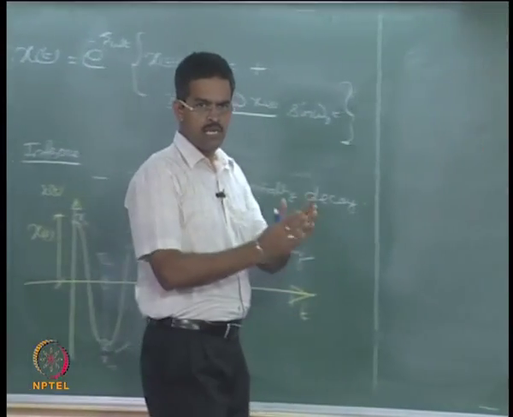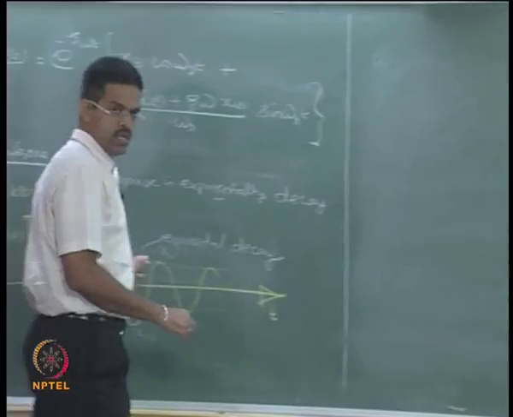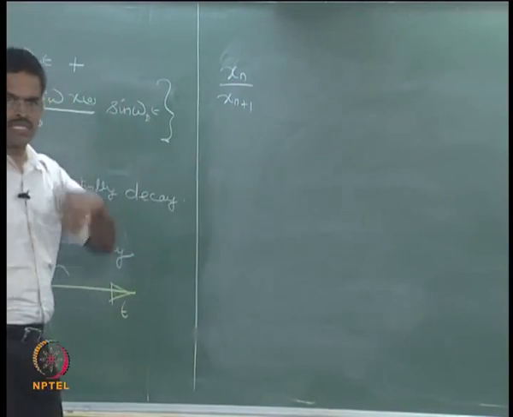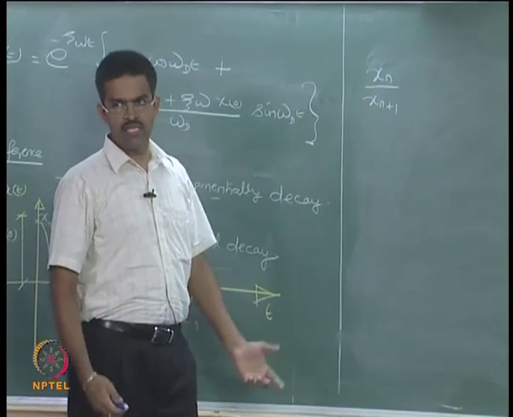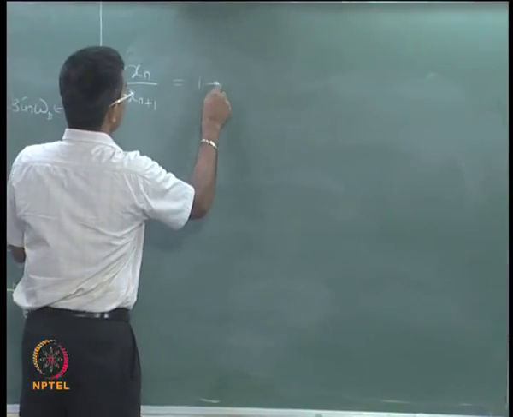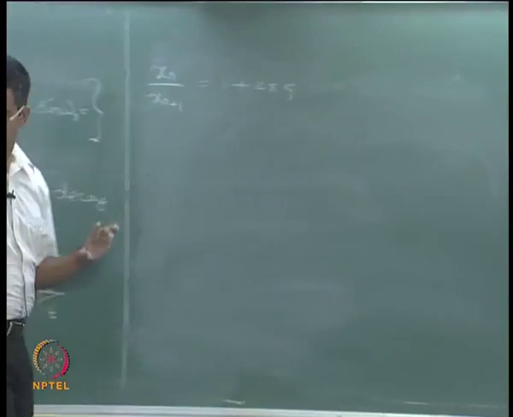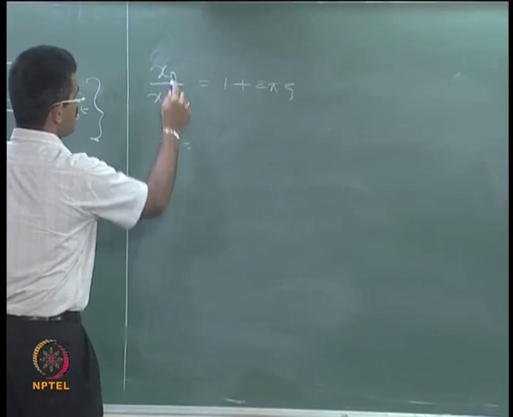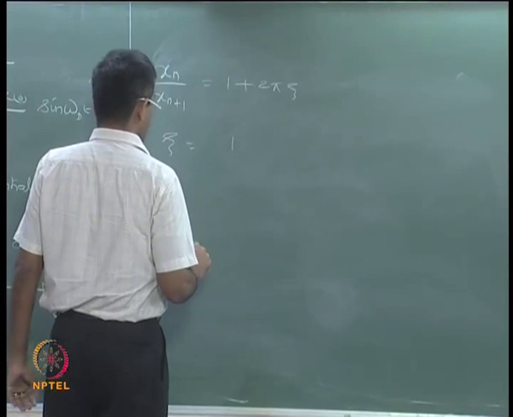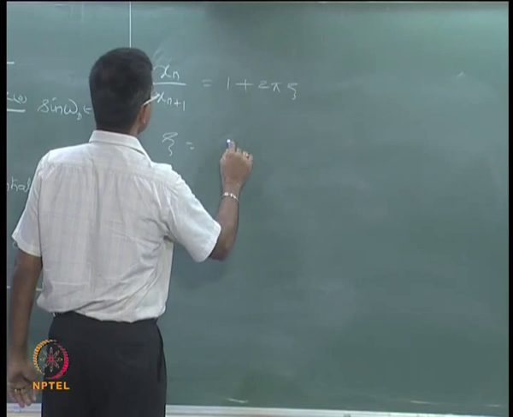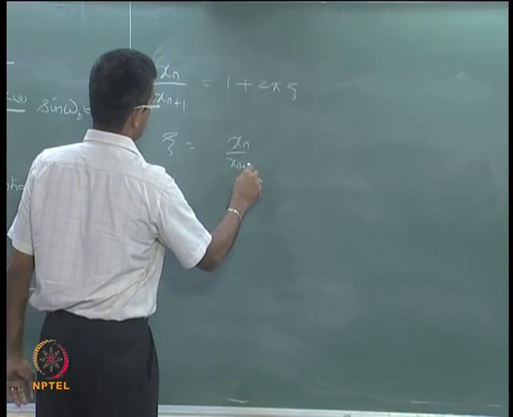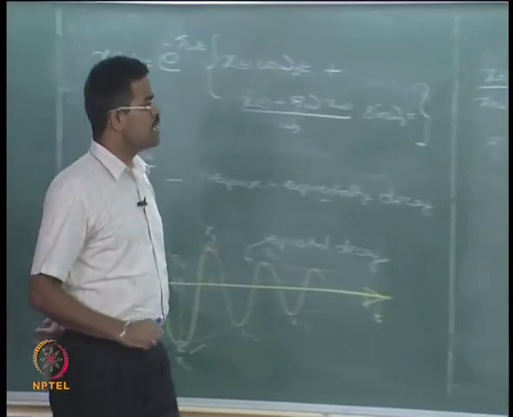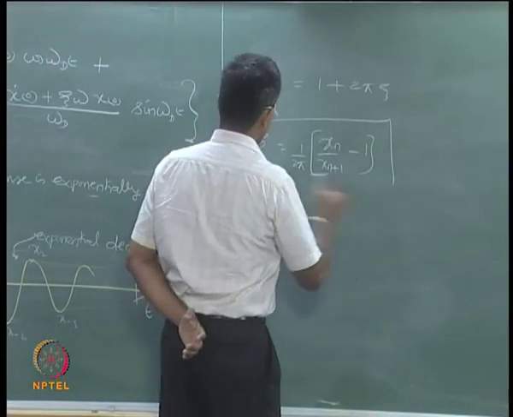I can also write this in a general form. Instead of saying x naught and x1, I can say xn by xn plus 1. I am taking successive peaks. Any successive peak, I can say it is 1 plus 2 pi zeta. Therefore, zeta can be xn by xn plus 1 minus 1, all multiplied by 1 by 2 pi. So, this will give me, interestingly, the damping ratio.